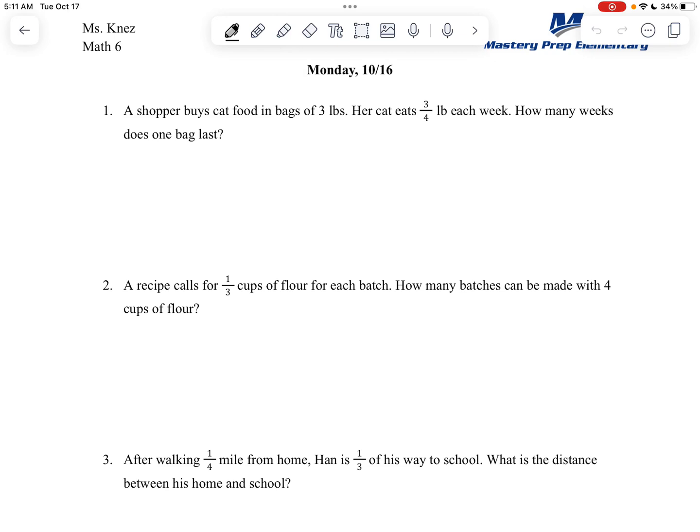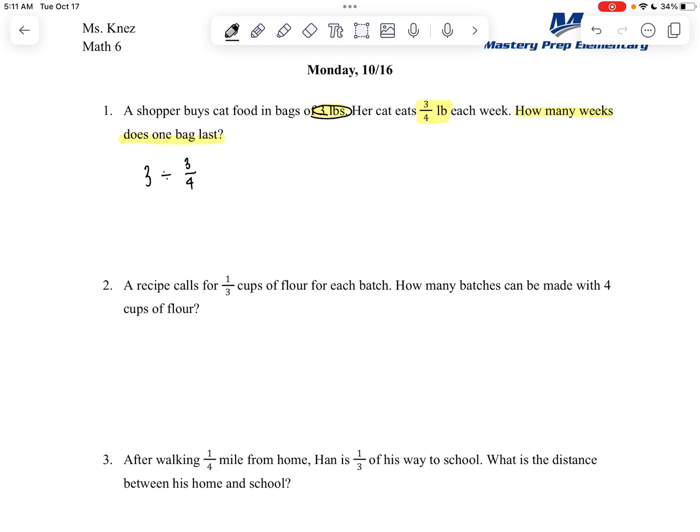The first question says, a shopper buys cat food in bags of 3 pounds. Her cat eats 3/4 of a pound per week. How many weeks does one bag last? We know that this shopper is starting with 3 pounds of cat food, and her cat is eating 3/4 of a pound each week. That means we're asking the question, how many weeks can we use 3 pounds of cat food? In other words, how many 3/4 fit into 3?